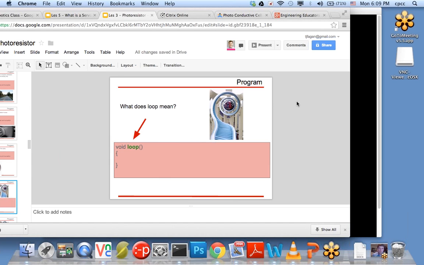So again, we had the void setup, we have the curly brackets, we have the serial begin, the 9600 and the semicolon. So now we're going to continue on, and below all of the setup, after it closes parentheses, we're going to open up another function, a loop function. Now I'm going to ask again, what does loop mean? Let me have a raise of hands who wants to take a stab at what loop means.